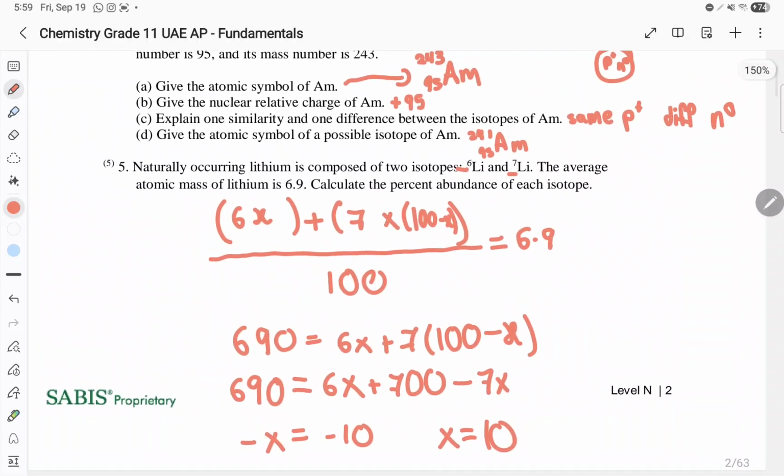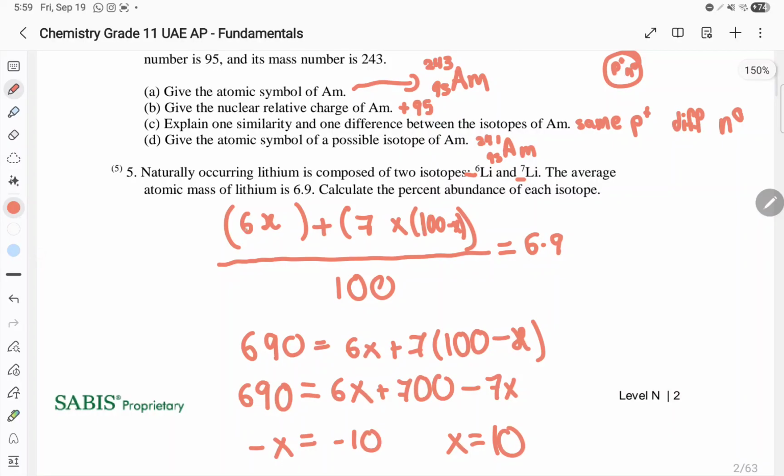Now you have to go back to your equation and look for the one with x. You gave x to the one that has a mass of 6. So the percentage abundance of the one with mass 6 is equal to 10%, and the percentage abundance of the one with mass 7 is equal to 90%. And that's it.